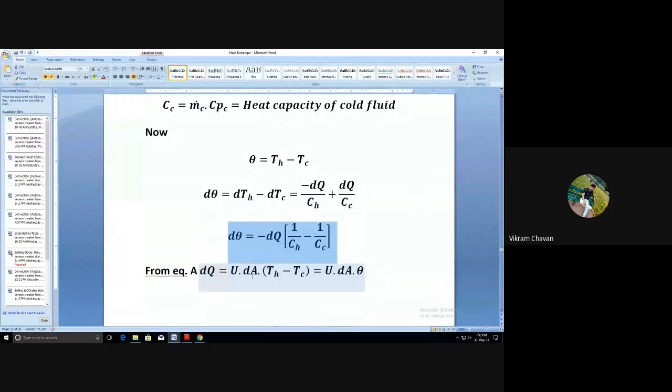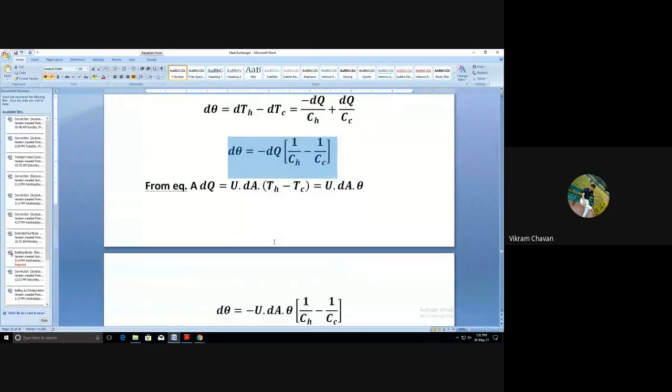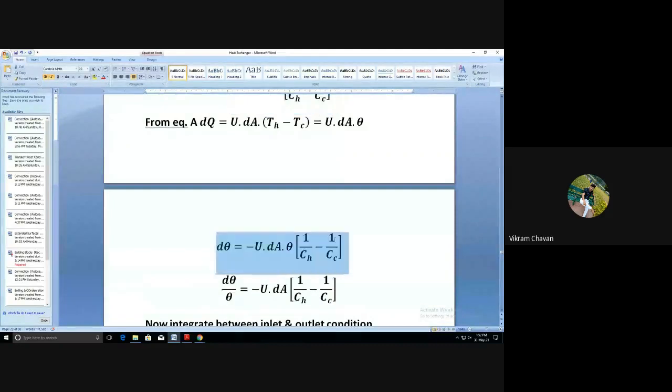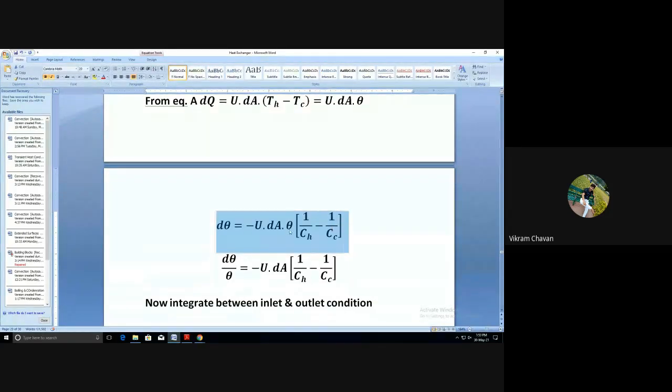But from equation a we know that dq is nothing but U multiplied by dA multiplied by Th minus Tc, that is nothing but U multiplied by dA multiplied by theta. So we put this dq value in this equation, so that d theta is equal to minus U multiplied by dA multiplied by theta inside the bracket 1 upon Ch minus 1 upon Cc. If we transfer this theta to this side, it will be d theta divided by theta, which is equal to minus U multiplied by dA inside the bracket 1 upon Ch minus 1 upon Cc.